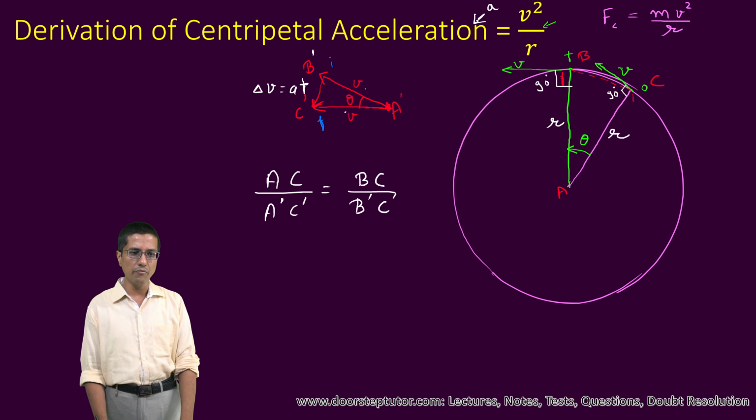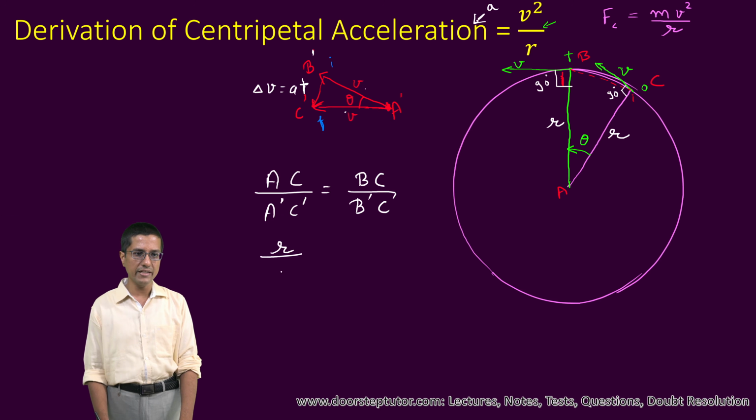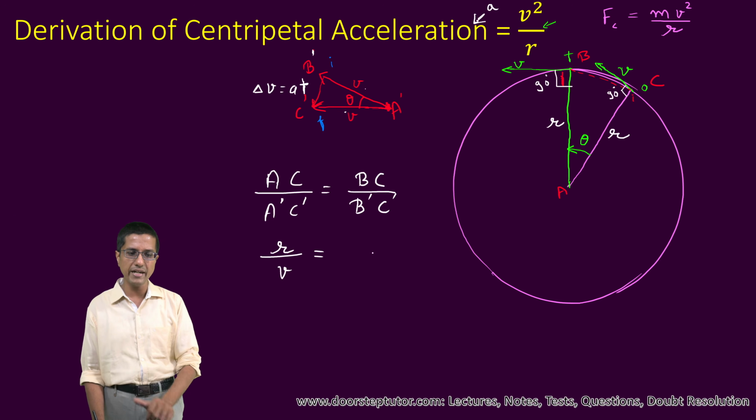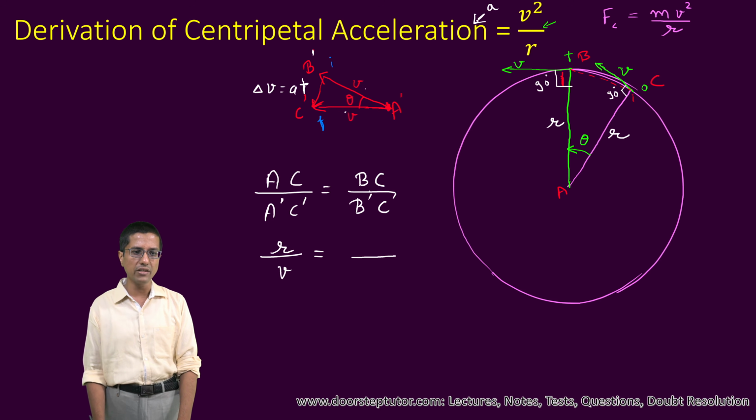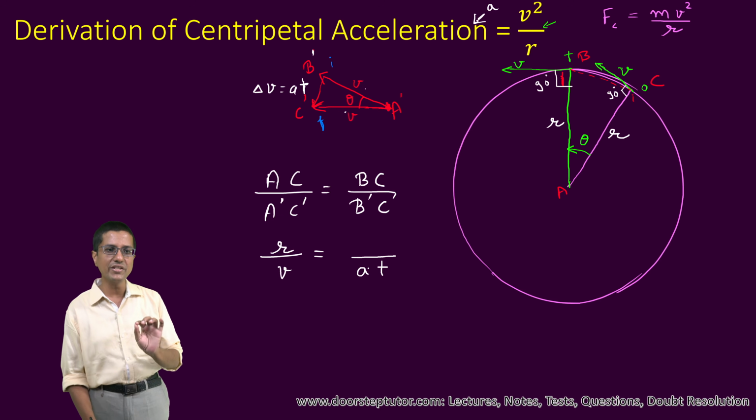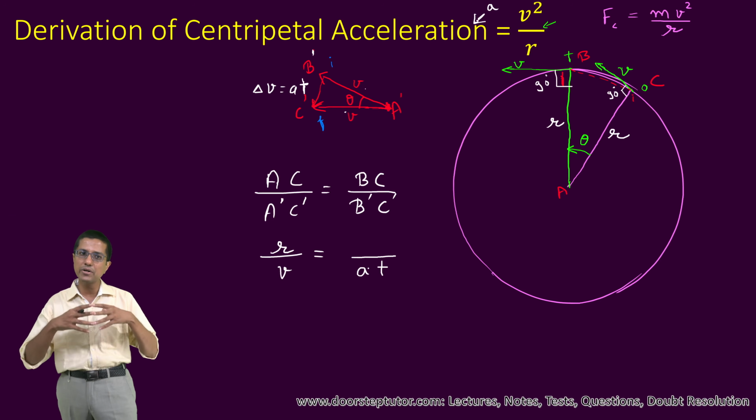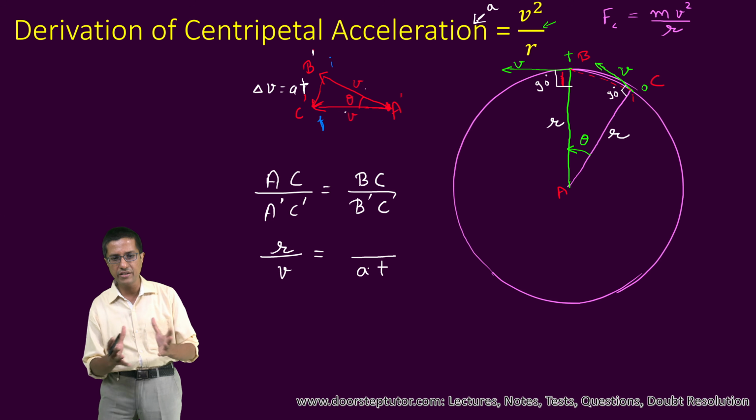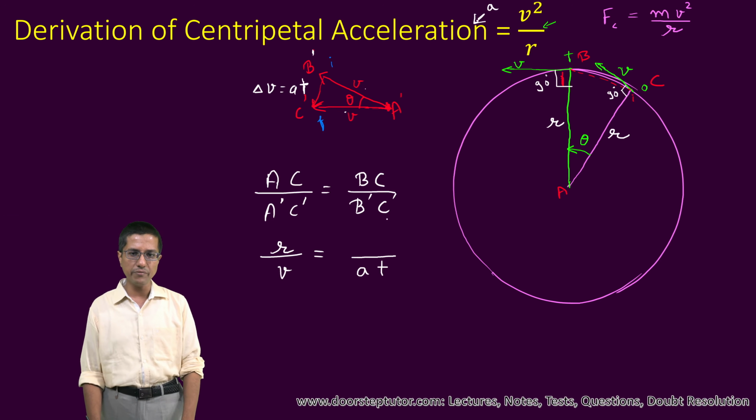So now we can fill in some values here. So first we'll fill in AC. AC is equal to R, A dash C dash is equal to V, and here we don't really know BC, we'll get to it in a minute, but we definitely now know B dash C dash, and the magnitude of it is equal to A t. So we are only concerned with magnitudes here. Okay, that is what I have been saying. This B dash C dash is actually the change in velocity which has happened over time t, and that is equal to acceleration into time, A t. Okay, so this is what we have filled.